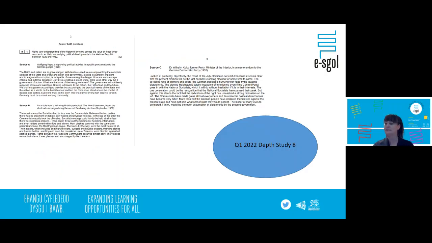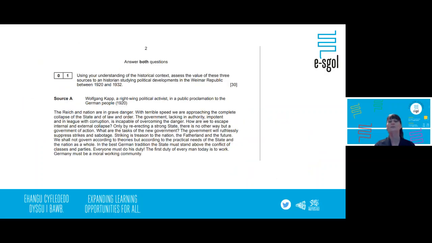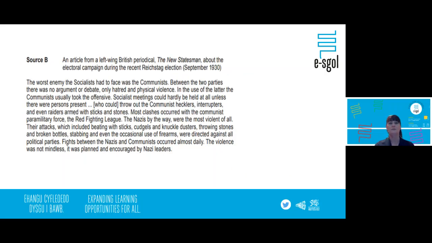This is from Depth Study 8. So this is the question 1. We can see now that obviously the questions at the beginning and your attribution goes alongside each source, not at the end. So that's slightly different layout in the paper and the different stem of the question. So remember what we have to do. OK, we've got the 3 sources here.